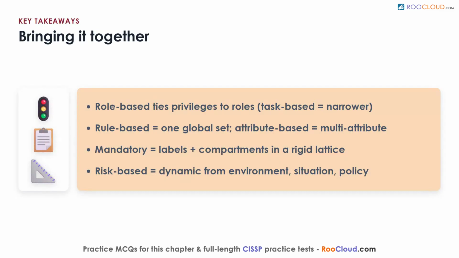Role-based control ties privileges to roles and beats privilege creep, with task-based control as its narrower cousin. Rule-based control applies one global set of rules to everyone, like a firewall. Attribute-based control upgrades that with multi-attribute policies for real flexibility. Mandatory access control uses labels and compartments in a rigid lattice that enforces need to know. And risk-based control decides dynamically from environment, situation, and policy. Choose the model that fits the mission, and authorization stays both strong and sane.